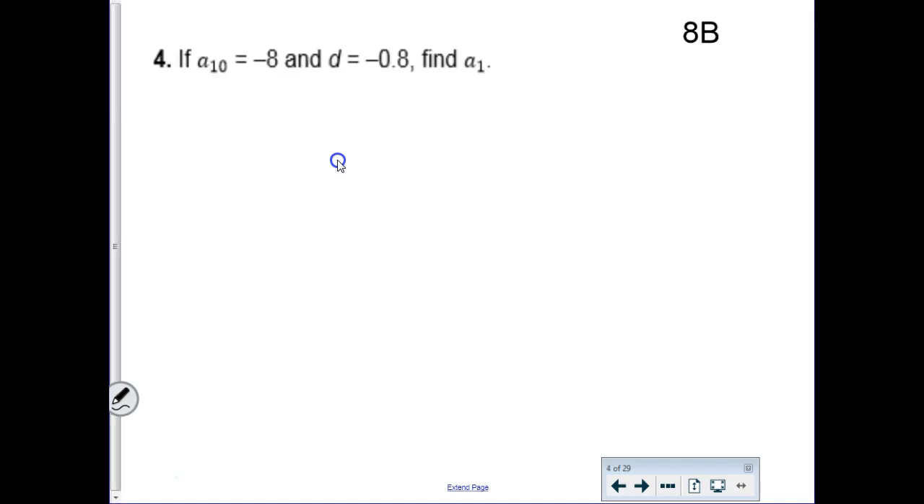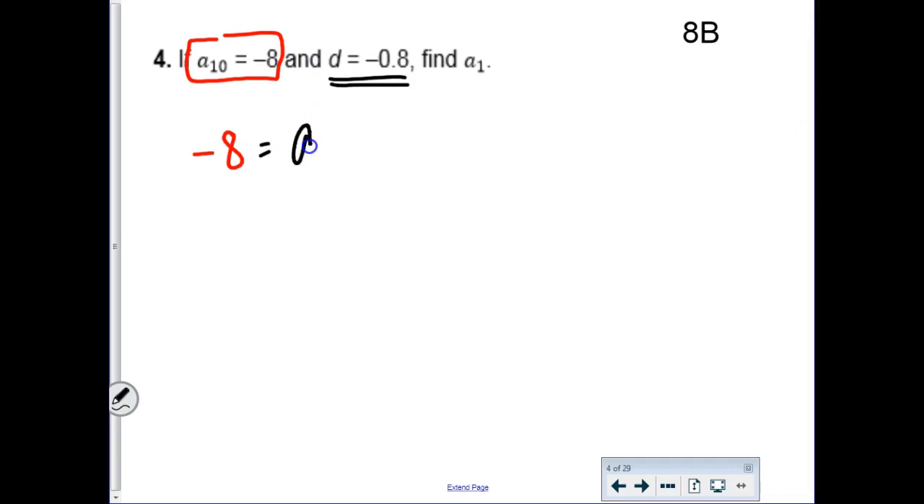This time we're looking at number 4. They're using A sub whatever notation this time. So this says the 10th term is -8 and the common difference is -0.8. Find the first term. So there's a few ways you guys can do this. For most people, the easiest way is just to set up -8 as the solution.